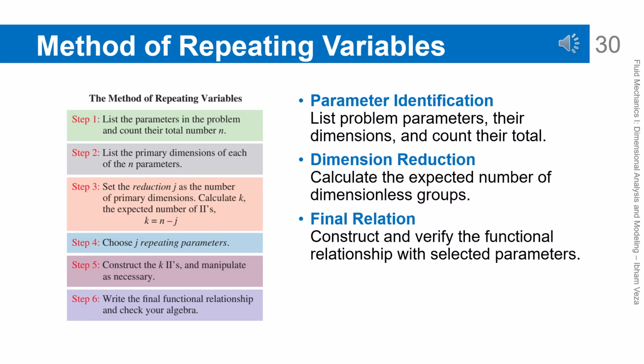Method of repeating variables. This method begins by listing all parameters that affect the problem, along with their dimensions. From this list, the number of dimensionless groups to be formed is determined. Then, several parameters are chosen as repeating variables to construct the pi groups. The final result is a functional relationship in terms of dimensionless parameters. This method provides a systematic procedure for performing dimensional analysis on complex engineering problems.